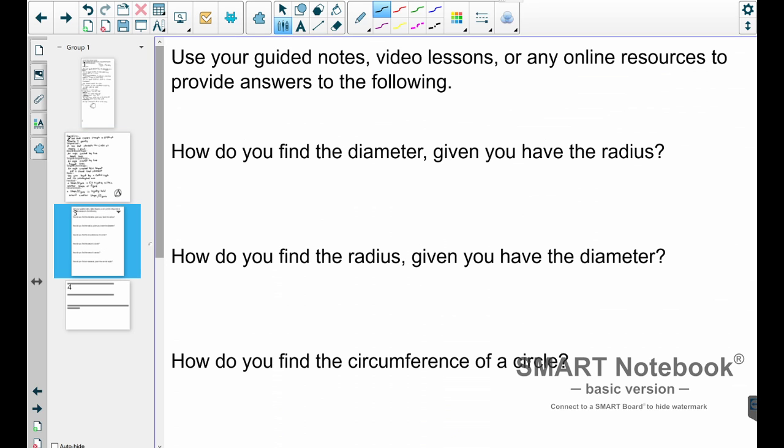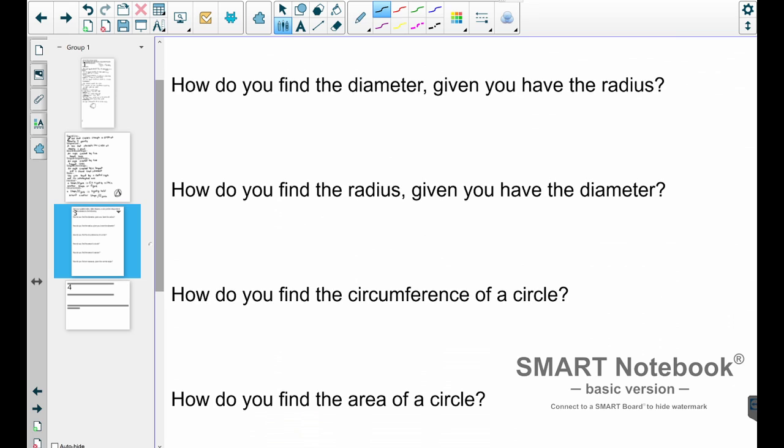All right, now we get to some questions here that need answering. How do you find the diameter given the radius? Well, let's put this in terms of the radius. So if we have the radius, it's equal to the diameter divided by 2. Or we have the diameter that is equal to the radius times 2.